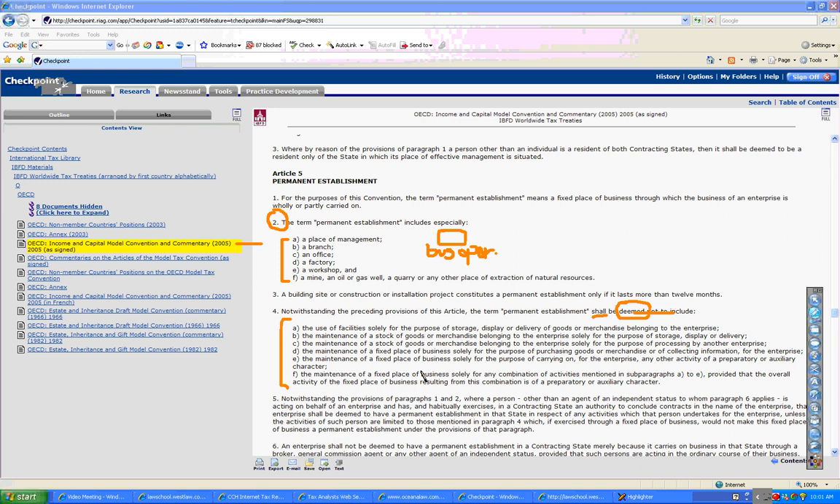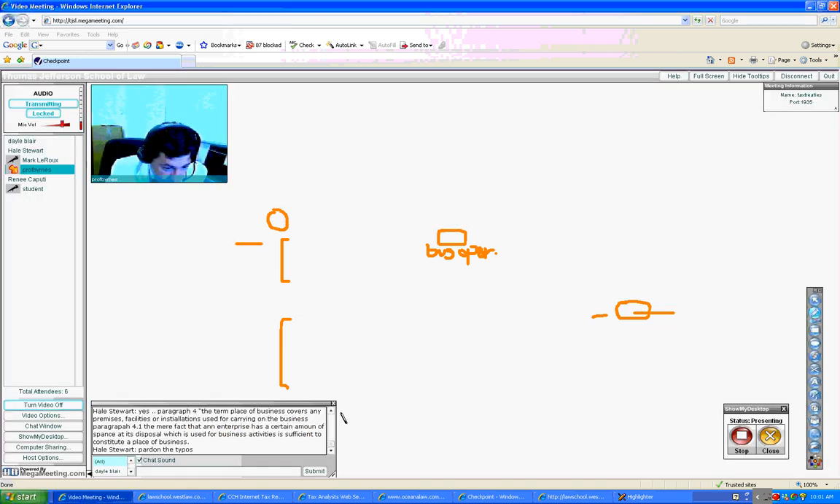Make this window bigger now. I gotta open up my big window, it's hard for me to read what you've written, so I'm blind. Okay. Article paragraph 4. The term place of business covers any premise, facilities, or installations used on carrying on the business. Paragraph 4.1. The mere fact that an enterprise has a certain amount of space at its disposal, which is used for this. Yes, pardon the typos. Yes.